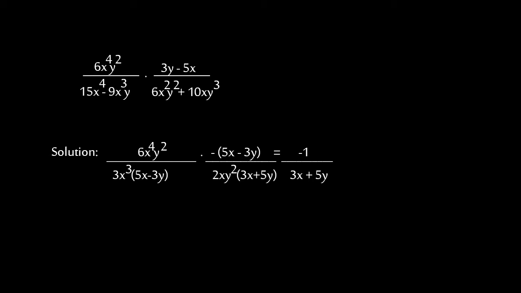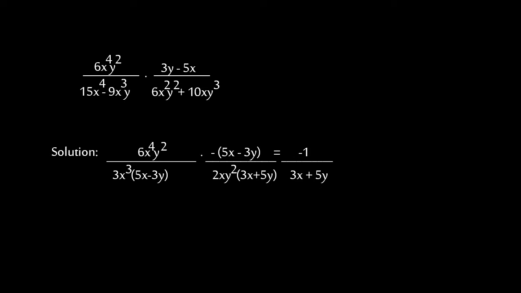So now that we know how to do that, here's a more complex problem: 6x to the 4th power times y squared over 15x to the 4th minus 9x cubed y, times 3y minus 5x over 6x squared y squared plus 10x y cubed. Like the previous example, you have to factor out the polynomials.